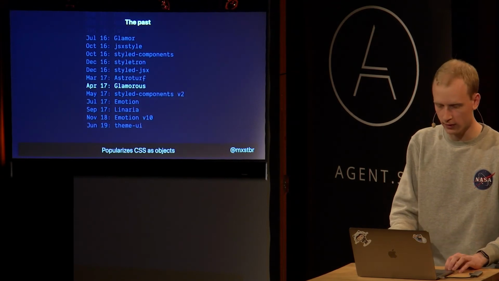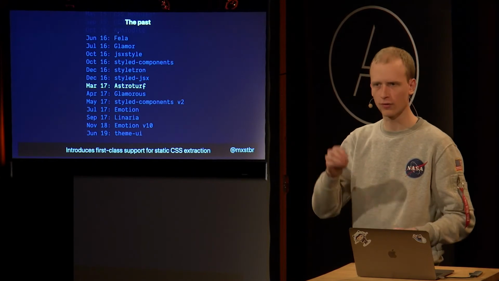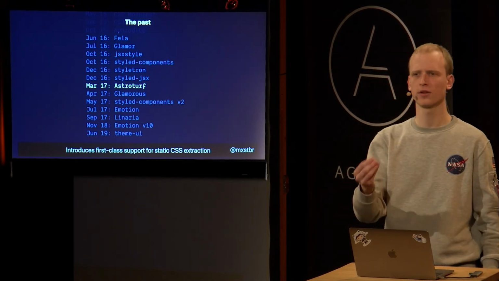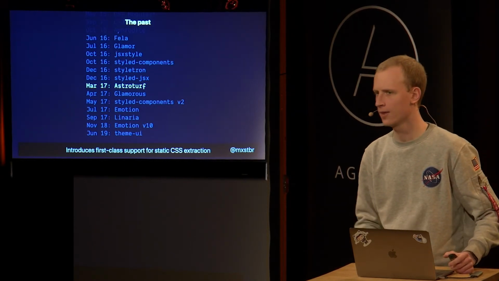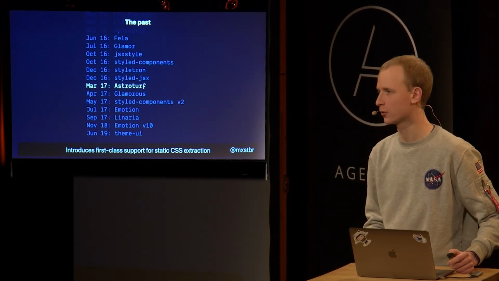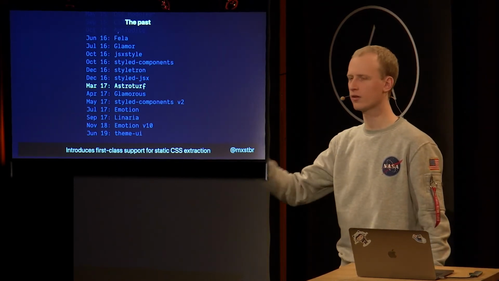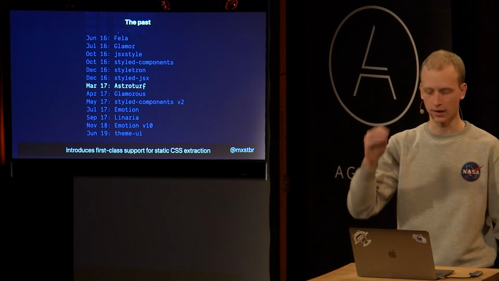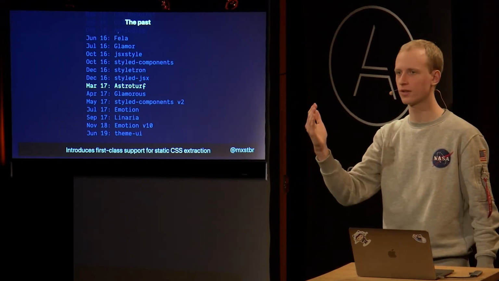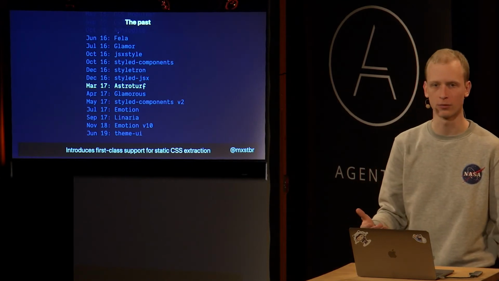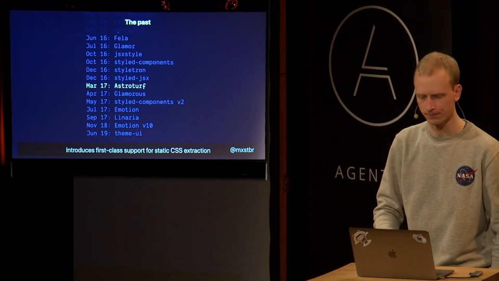In March of 2017, we then got Astroturf. Now, Astroturf is really important. Astroturf essentially introduced the first CSS-in-JS library that allowed you to extract to a CSS file. Now, that might sound completely bonkers because of what I told you before, but it actually kind of makes sense. For some use cases where you have multiple apps or multiple websites that might or might not be using React, you can use Astroturf to still write your CSS in JavaScript and compose it in JavaScript, but then in the end, you get an actual CSS file with random class names in it.